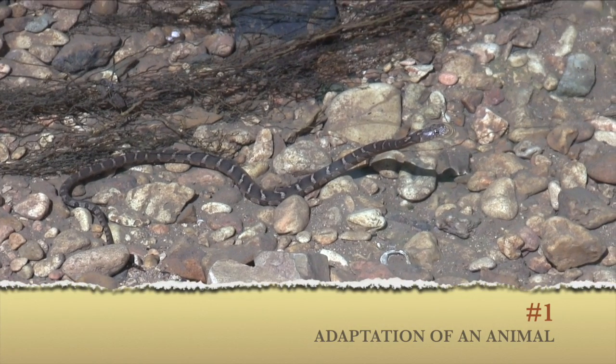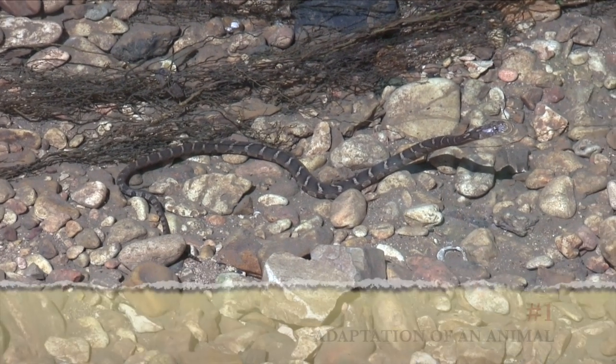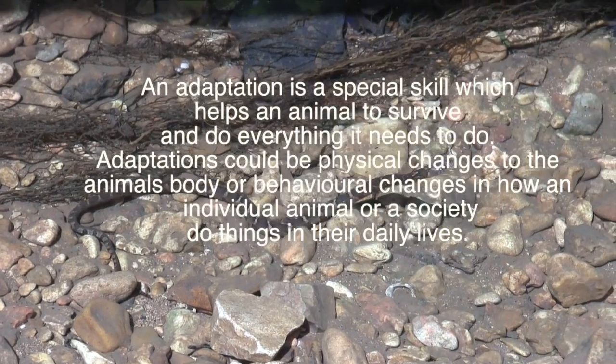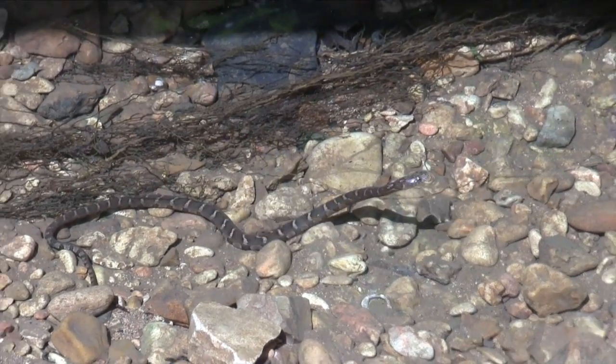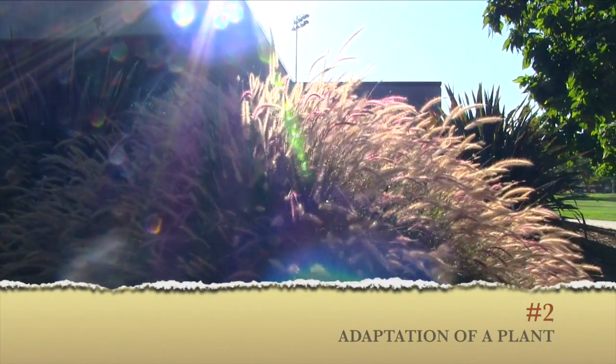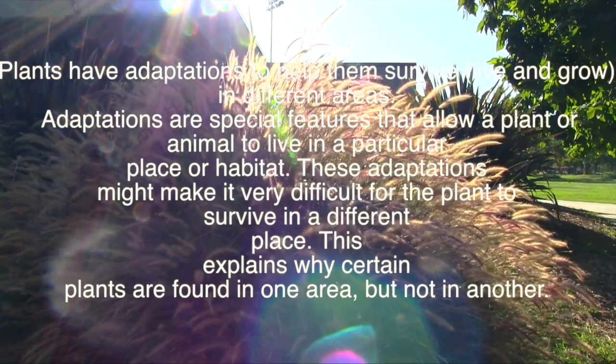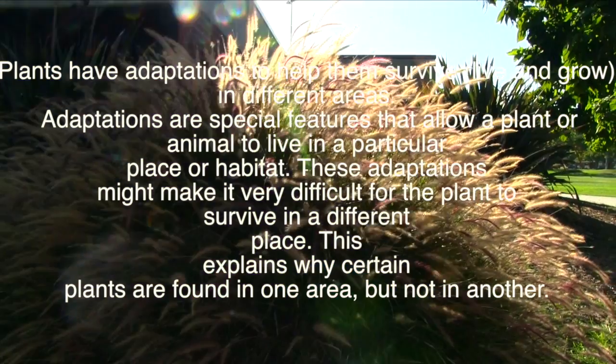Number 1 is adaptation of an animal. I used the snake, seeing that it camouflages perfectly well with the surroundings, seeing that it took time to evolve and adapt to its area. Number 2 is adaptation of a plant. Notice how the plant has strange, kind of fuzzy-like features. Those are actually seeds that allow easy dispersal within the wind.